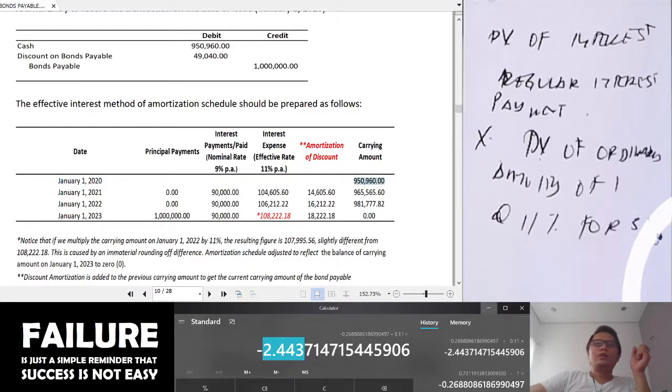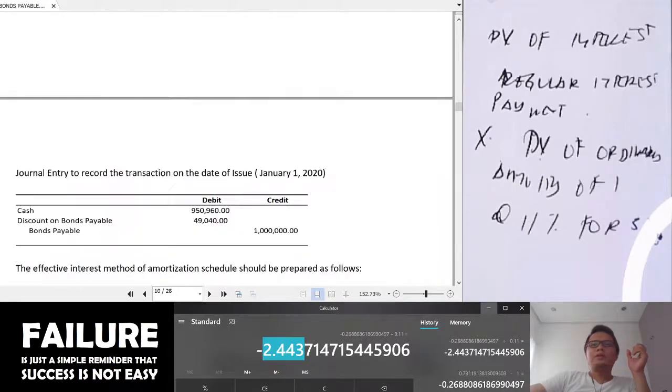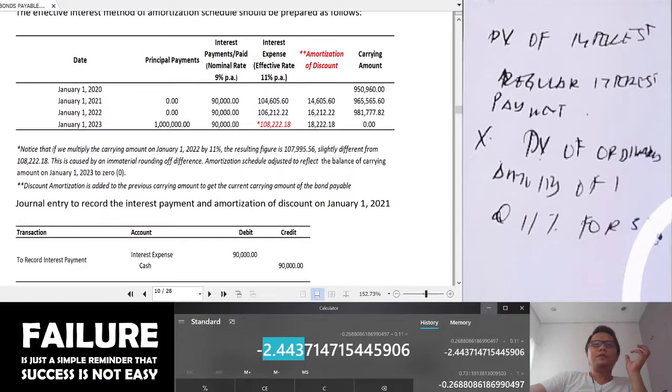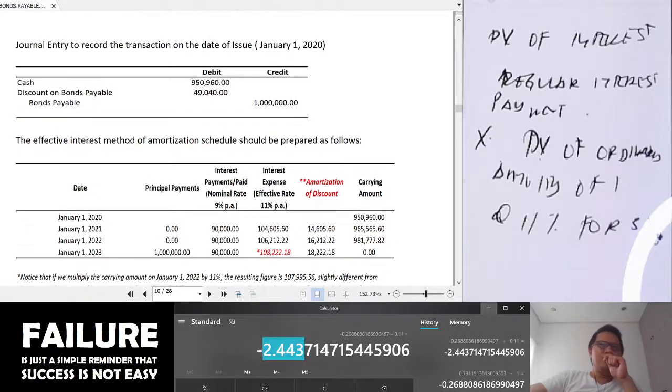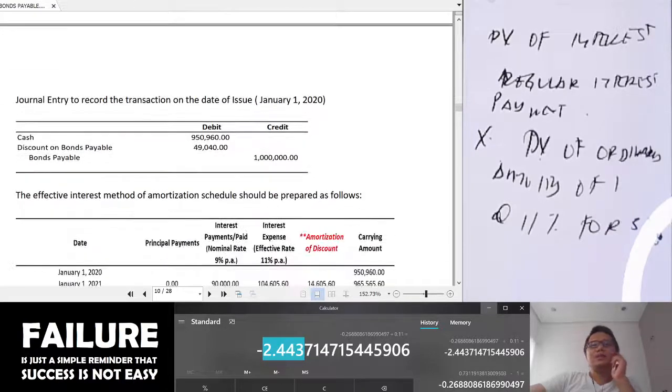So, the first row, date of the bond, then your initial carrying amount, which is yung initial carrying amount natin, di ba, is ito, yung fair value or yung issue price. Okay? So, ito yun. Now, on January 1, 2021, which is the date of the first interest payment, 90,000, which is, di ba, ito yun, the face amount multiplied by your nominal rate, that is 90,000.